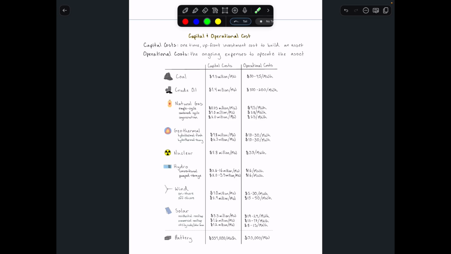Okay. So I'm pretty much leaving batteries out of it as the last note. How their operational costs and capital costs are calculated is a little bit different. So we can discuss that in more detail in a future lecture.